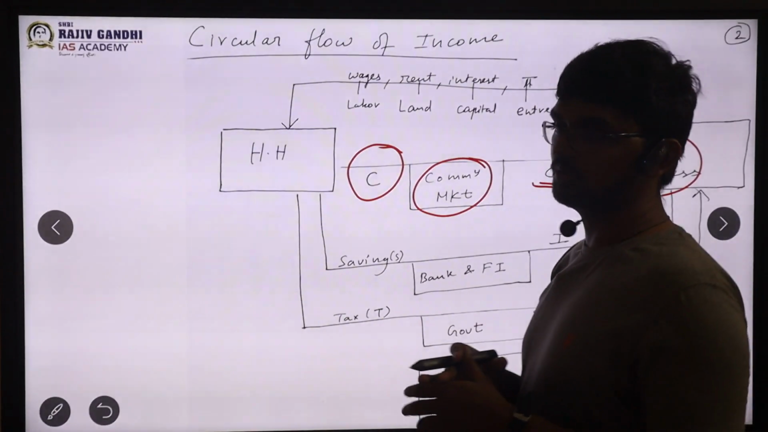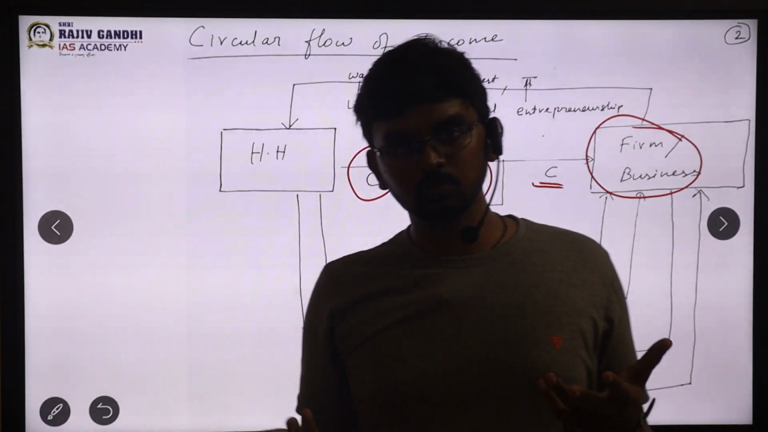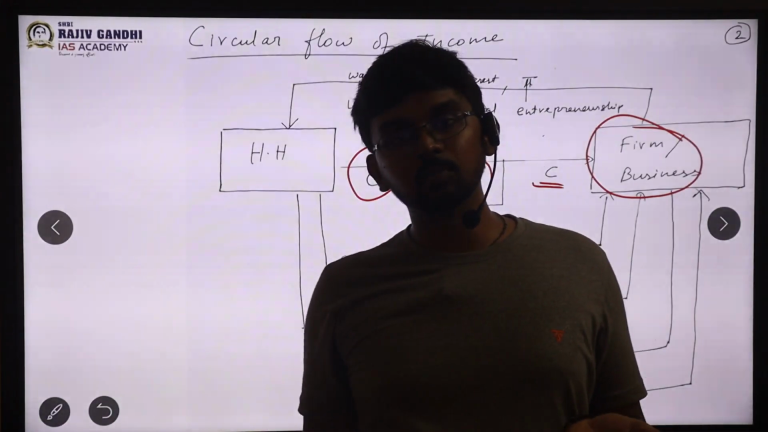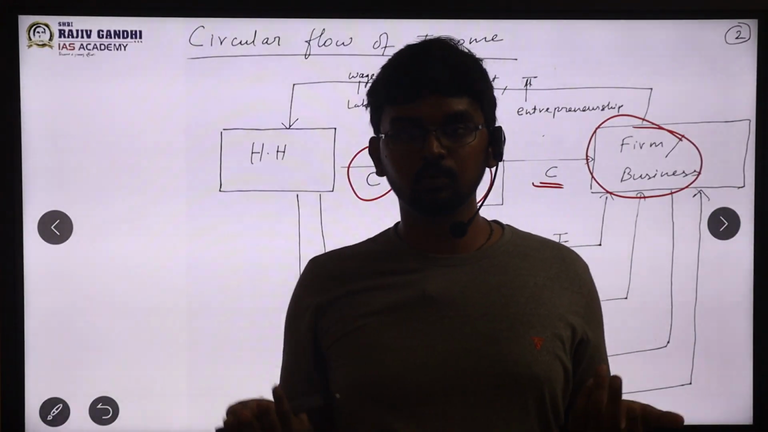Next important entity. Wait, I am going to only consume. See, if I spend all the income, and tomorrow an emergency comes, what will happen? Where will I go for money?